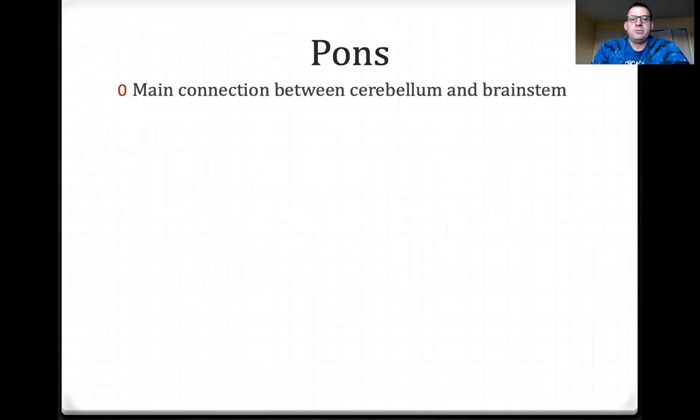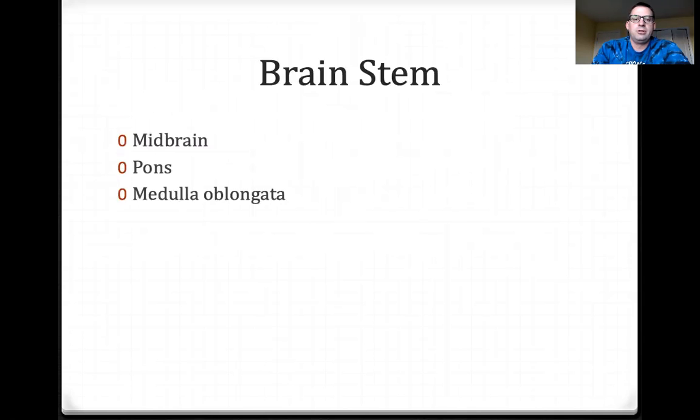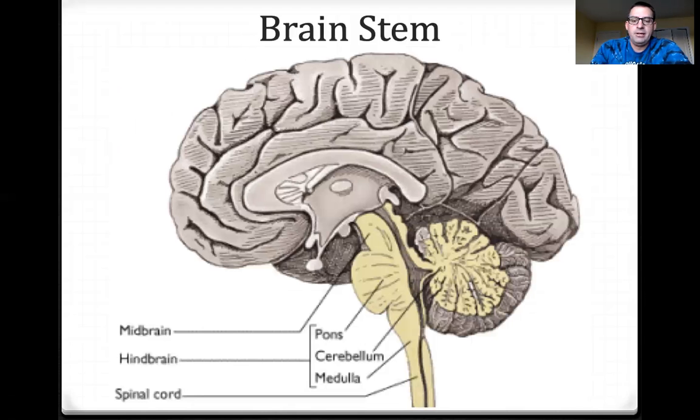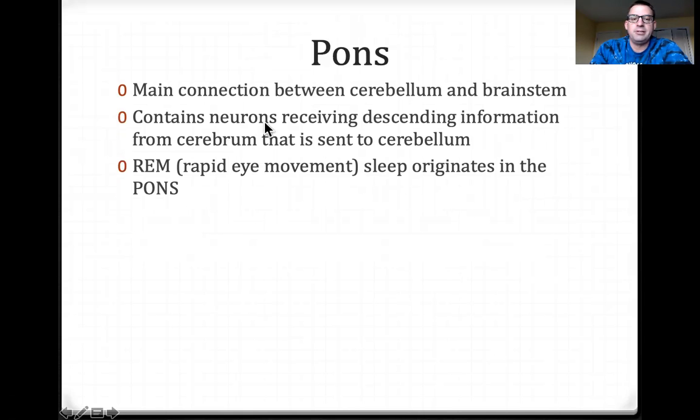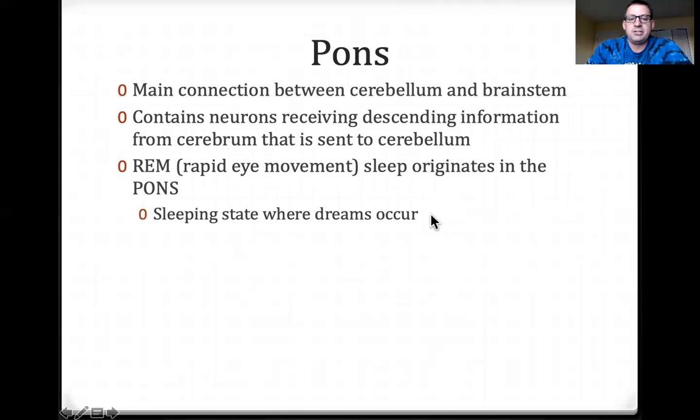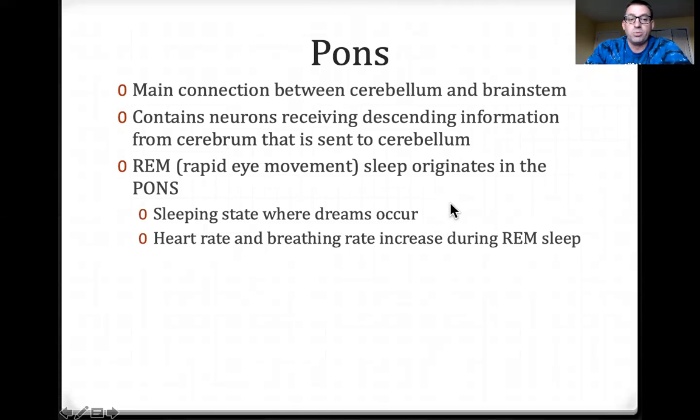So one thing I want to do is just go back to this picture here, right? The descending neurons from the cerebrum send information through the pons to the cerebellum here in the back. That's what I was saying when we talked about the pons. So let me get back to the pons. It contains neurons receiving descending information from the cerebrum that then gets sent to the cerebellum. And then REM sleep originates in the pons.